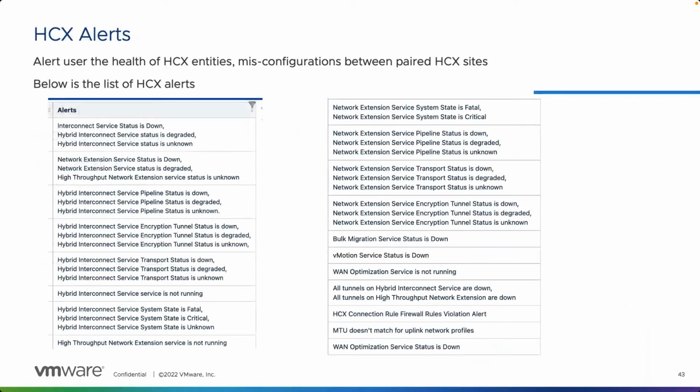Here's a list of various different HCX alerts. So this is showing you a list of the different alerts that we'll alert on within Network Insight. So again, these are all supported. You'll see when things are down, degraded, or again, status unknown, and so on. We have all of these new alerts you can utilize to configure and be alerted based on specific things related to HCX.